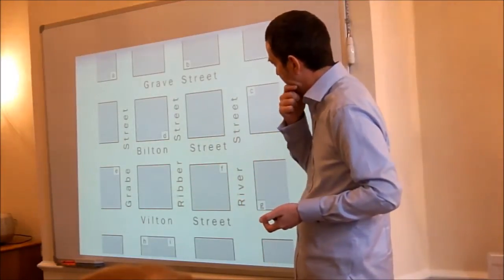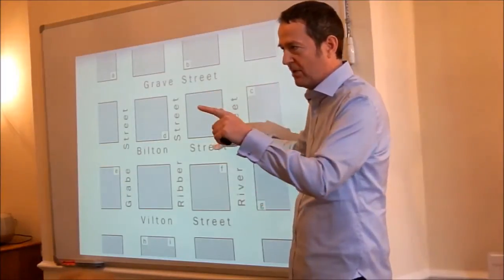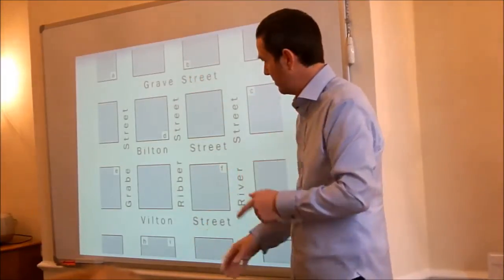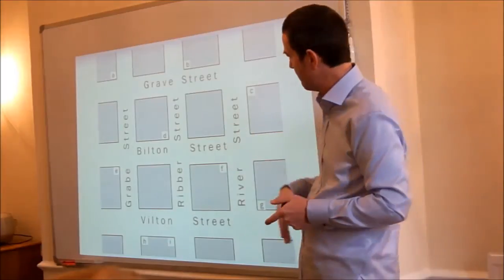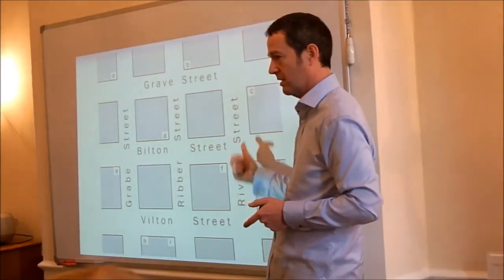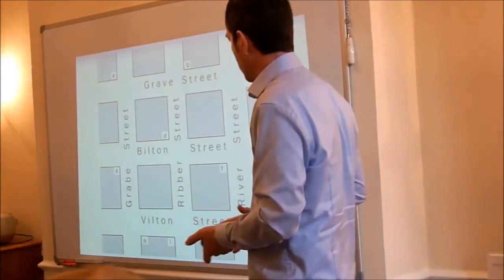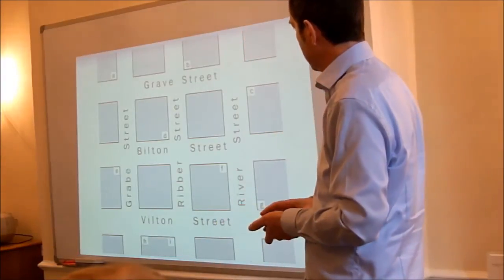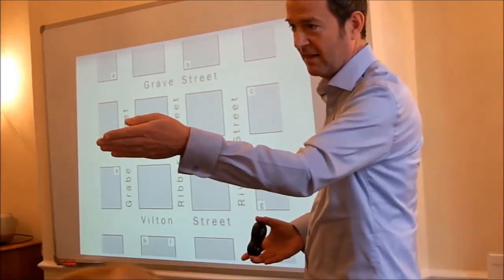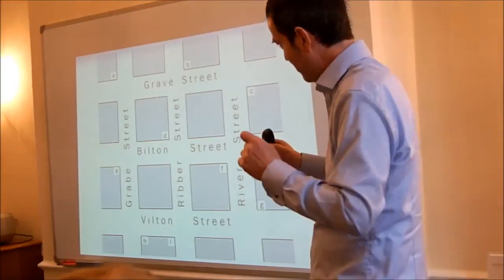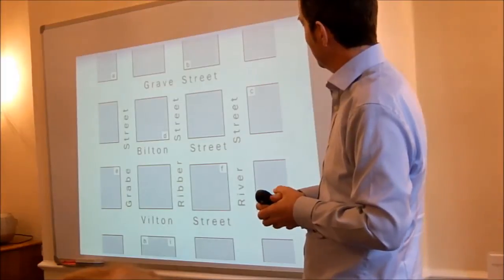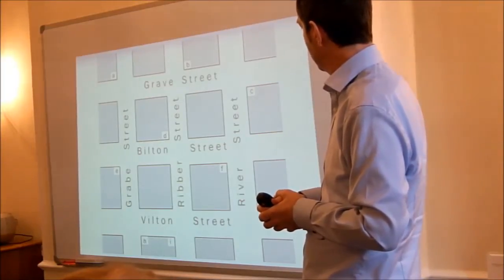So this game then, I've given you an empty street map on the website, so you can put your own street names on. But this particular one is suitable for Spanish students. And the idea is you give the location of one of these points by saying something like this. It's on the corner of Bilton Street and River Street. D. That's exactly where I meant. Good. It's on the corner of Grape Street and Wilton Street.